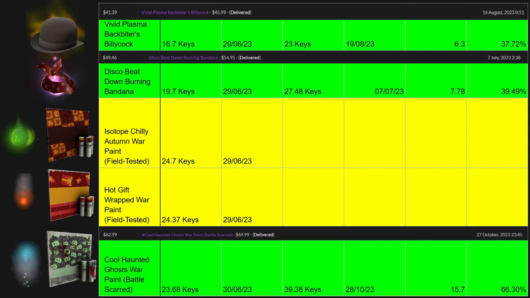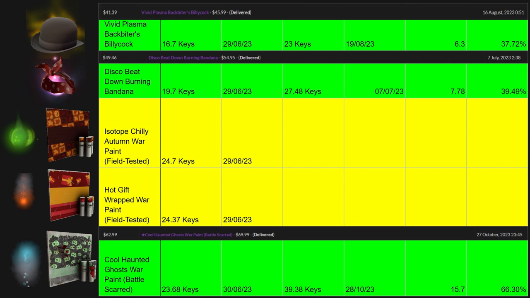Isotope Chili Autumn Wall Paint Field Tested. And yes, I do have two. I bought for the exact same price on the exact same day. Same thing as I said before. Hot Gift Wrapped Wall Paint Field Tested. I know it's a coincidence, another duplicate, but you can even search it up. I'm still selling both that I bought for the exact same price on the exact same day. Same notes as before.